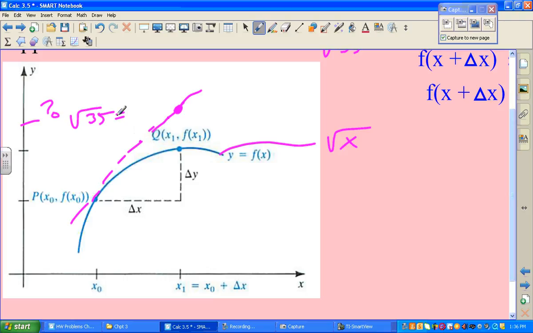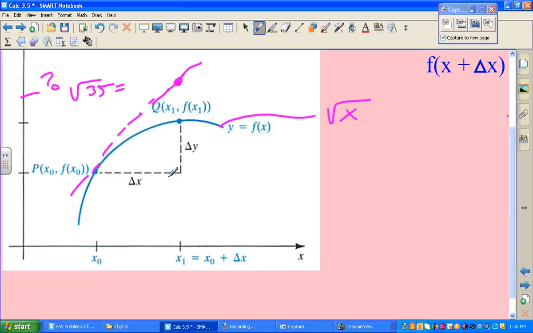Let's say this is my square root function, square root of x. And I want to know, what is the square root of 35 going to be equal to? The square root of 35 is going to equal some decimal, correct? So that means 35 is going to be down here as the value I want. What square root do you know is close to 35 that you know the answer of? 36. So I could use the square root of 36 to give me my initial value, correct?